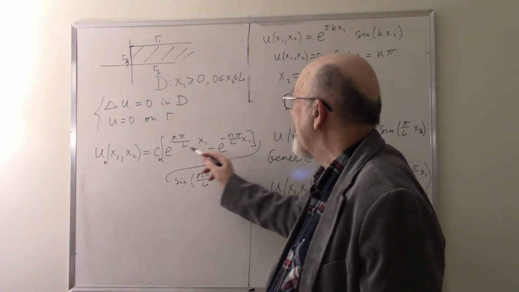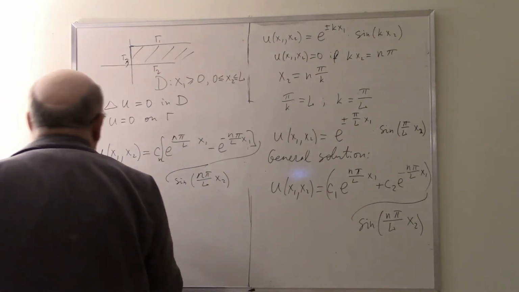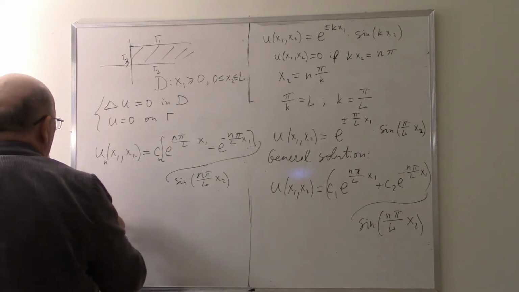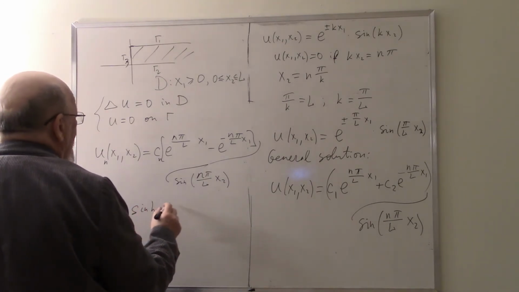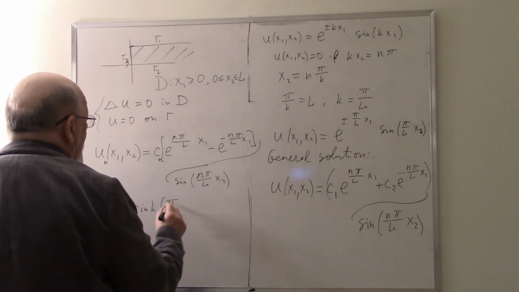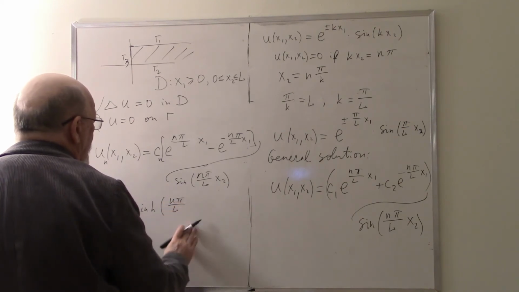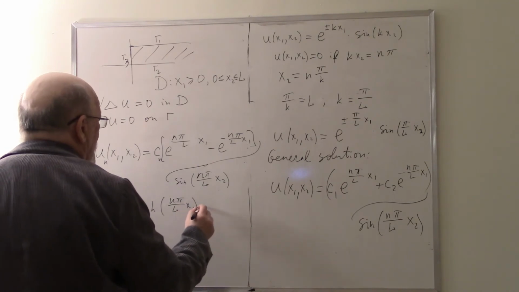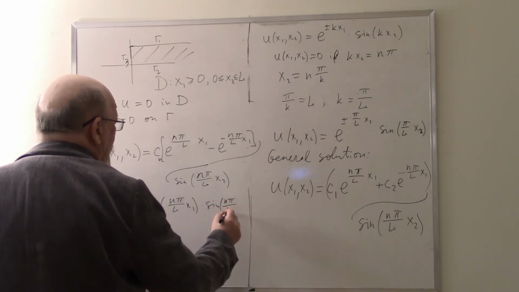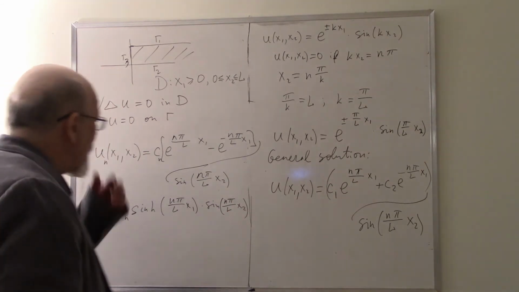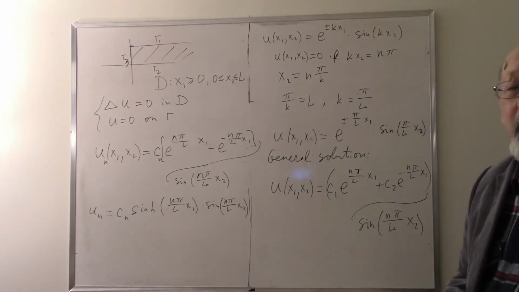And you know that some difference of exponents can be written in the following form. Un equals Cn hyperbolic sine of n pi divided by L x1 times trigonometrical sine n pi divided by L x2. Hyperbolic sine and trigonometrical sine. So this is a solution of this problem.